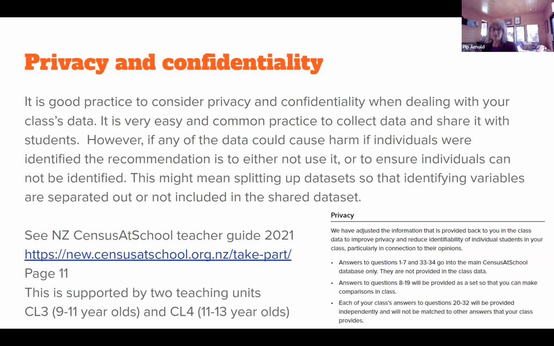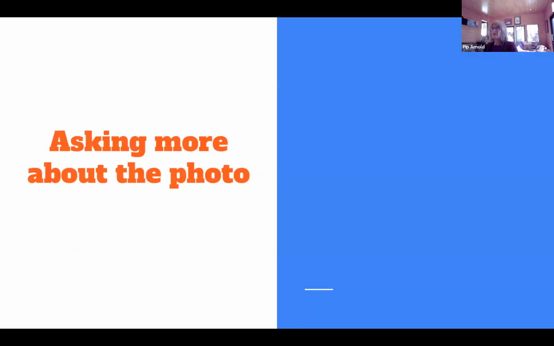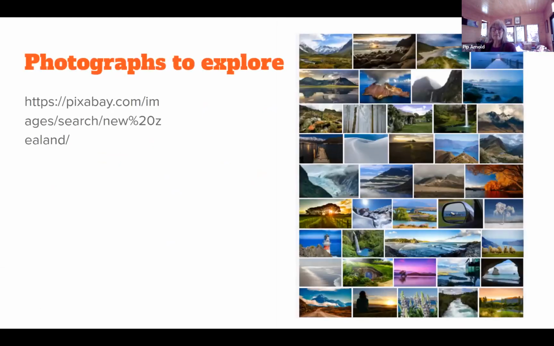If you look at Census at School, there have been some big changes to what happens there, and a lot of that is around privacy and reducing identifiability of individual students in the class with the data teachers get back. Okay, so that was my little intro to if you were doing it with students, but today we're going to work with some photos from Pixabay. I spent some time last night thinking about what would be interesting to do as a theme. I've chosen Pixabay because they're free.